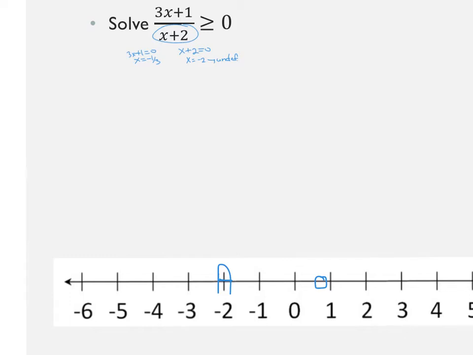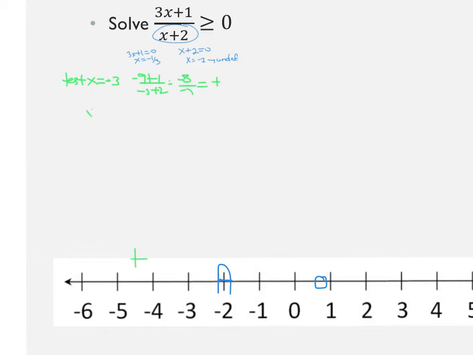So we can pick anything smaller than -2. So let's say we wanted to test x equals -3. And we plug that into our original inequality. We know 3 times -3 is -9 plus 1 over -3 plus 2, which would be -8 over -1, which is a positive number. So I'm going to put plus signs there.